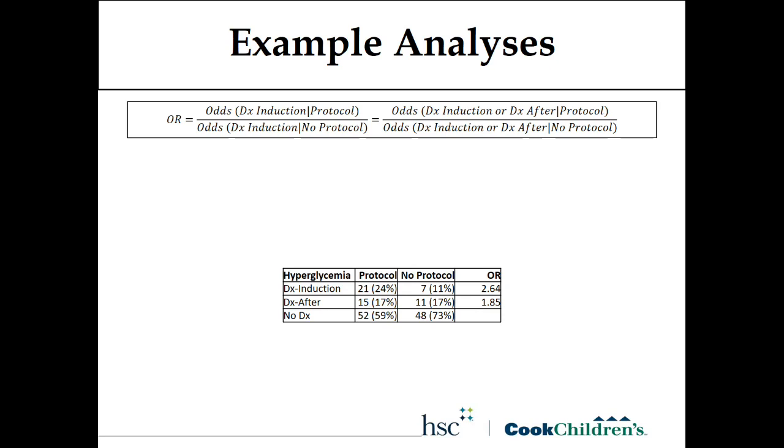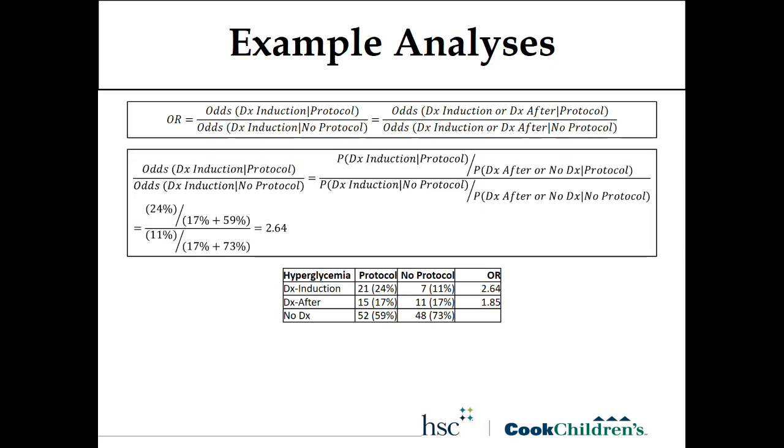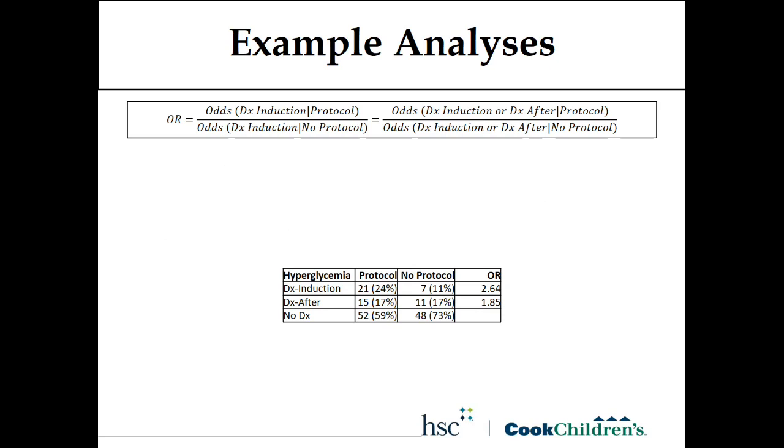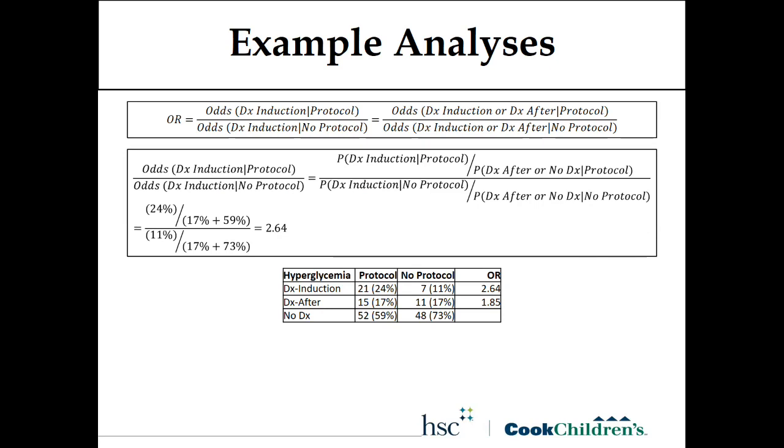The second odds ratio up there, induction or after, is going to be the first two rows versus the last row, again stratified by protocol. So we're just going to look at that. And by the way, the assumption is that these two odds ratios are equal. That's the assumption of the proportional odds model.